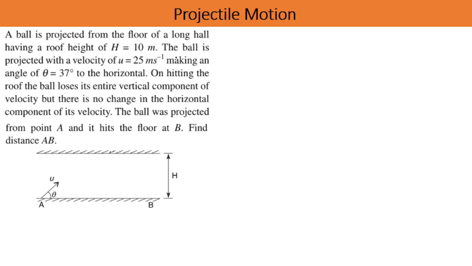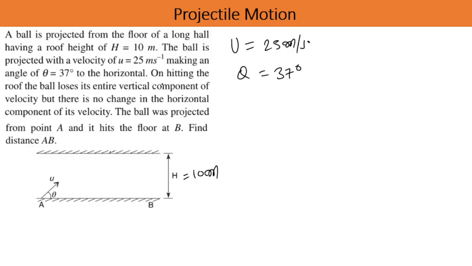Let's solve one more. So there is a ball here. We are projecting it from the floor of a long hall having a roof, and the roof is at a height of h equal to 10 meter from the ground. We are projecting the ball with initial speed 25 meter per second, and the projection angle with the horizontal is 37 degree.